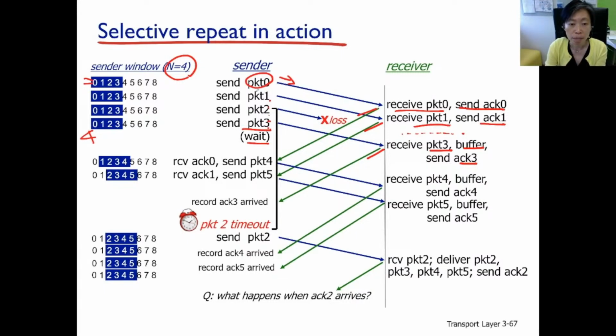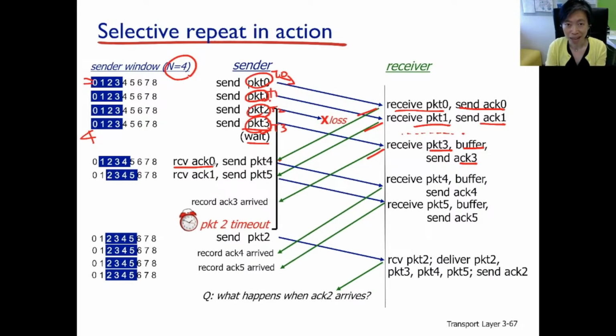Now, the sender, upon generating packet 0, packet 1, packet 2, and packet 3, will all start the timer individually. So T0, T1, T2, and T3 will all be ticking, no worries. Okay. Now, ACK 0 comes back to the sender. Sender receiving ACK 0 will do what?